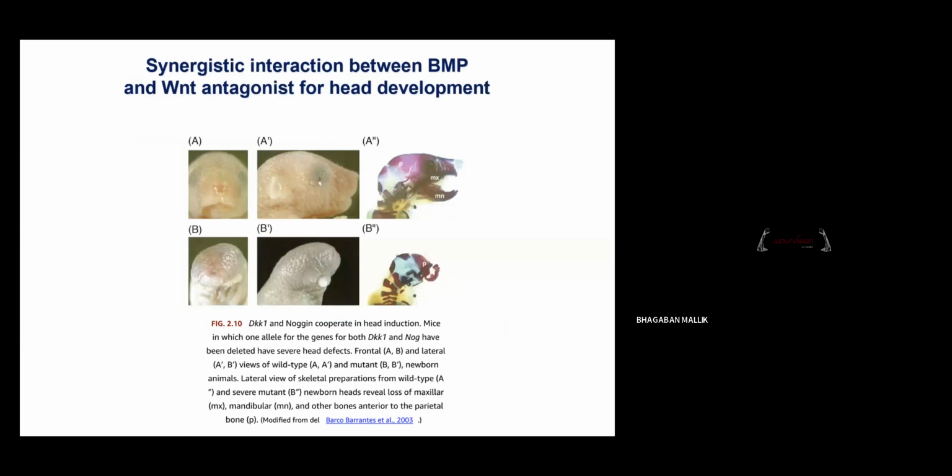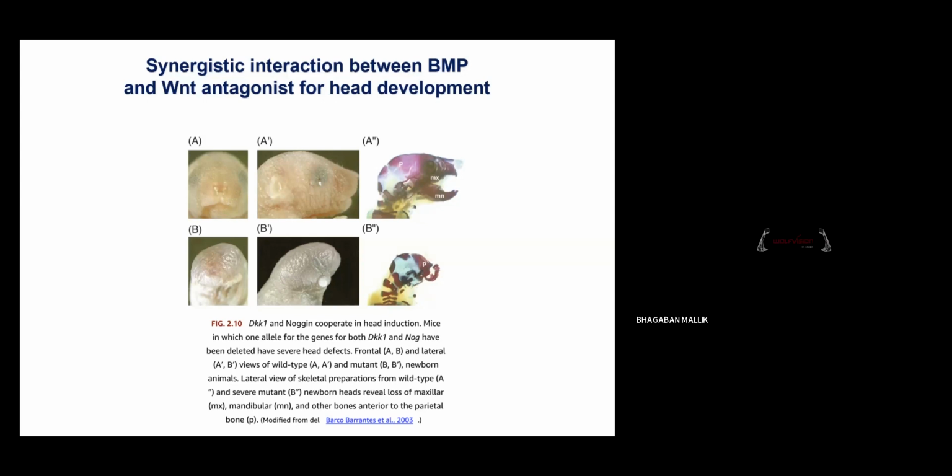Another set of similar experiments have been done in the mouse model system, where this is the normal embryonic development of the mouse, and this is the mutant version. These are the different bones present in the head portion of the mouse. You have the maxillar bone, the mandibular bones, and also the parietal bones.